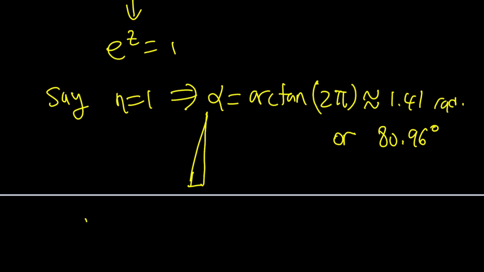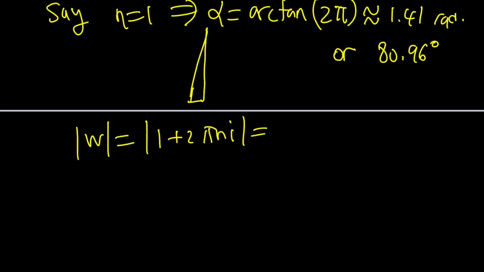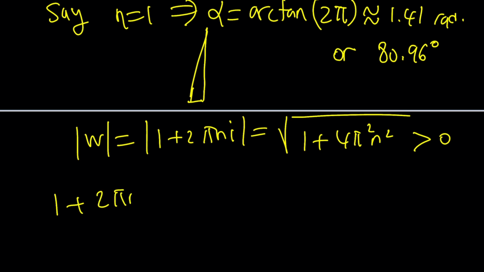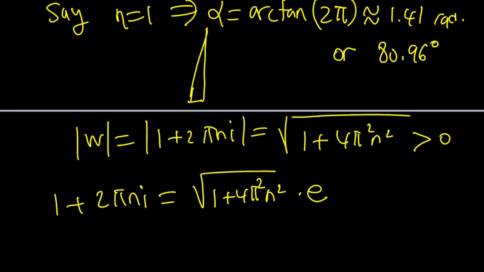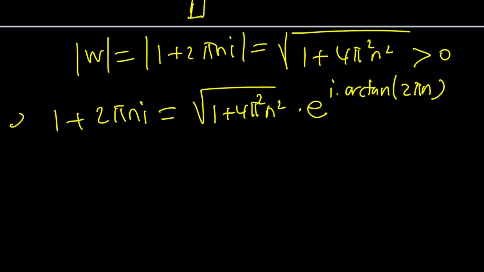So now let's take a look at the absolute value of w, which is the absolute value of 1 plus 2 pi ni. By the formula, it's the square root of 1 plus 4 pi squared n squared. And obviously, this is greater than 0. And now we can do the following. 1 plus 2 pi ni can be written as r, remember the formula, times e to the power i theta, and theta happens to be arctangent 2 pi n. And of course, we're going to set it equal to e to the z.